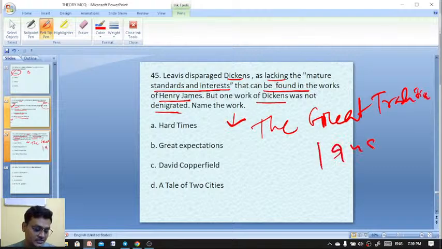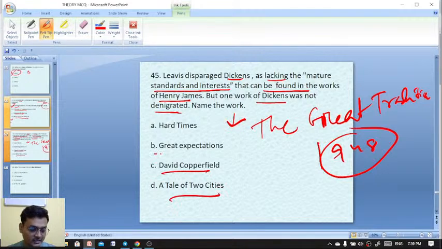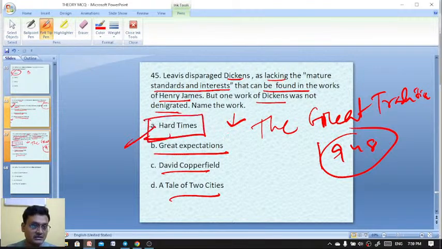Published in 1948. A Tale of Two Cities, David Copperfield, Great Expectations. Which one? Satish, you are asking about the right answer of which question? Hard Times is the right answer. It was not denigrated, it's Hard Times.